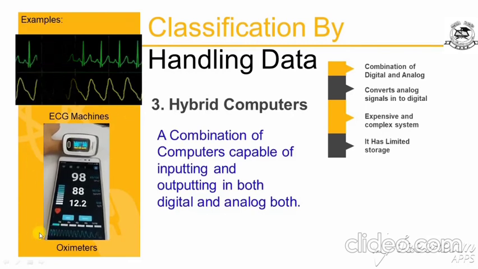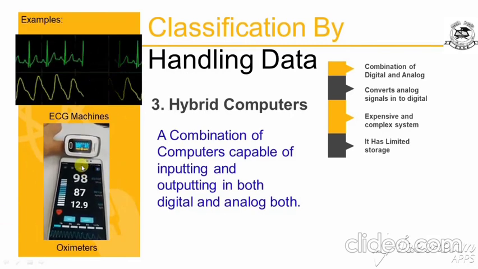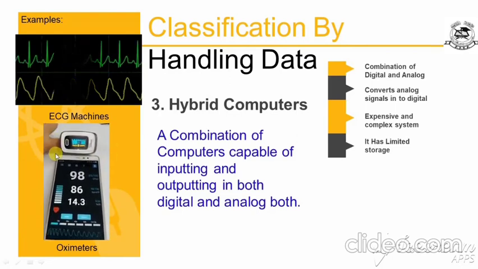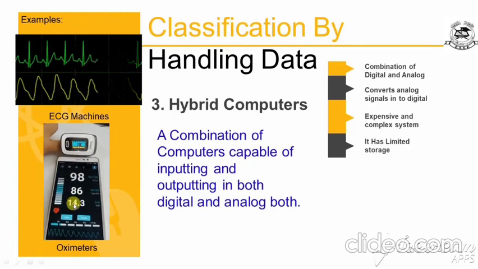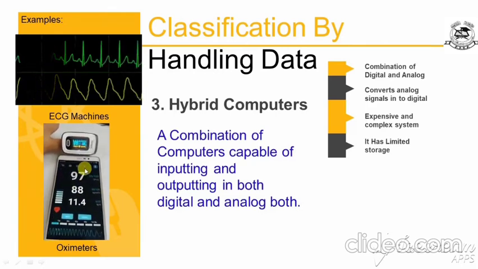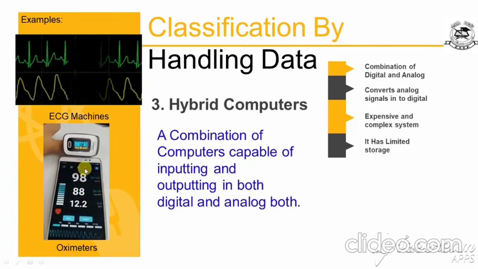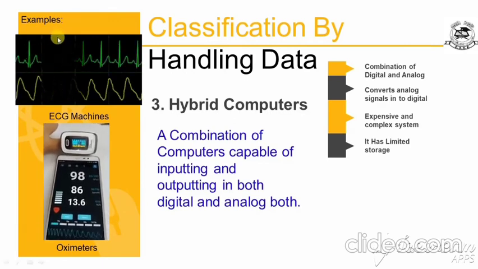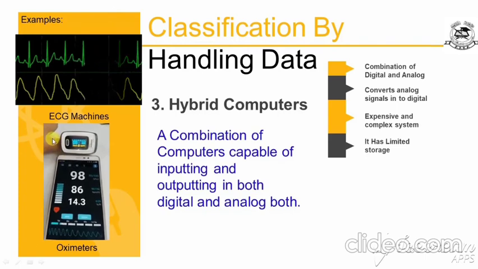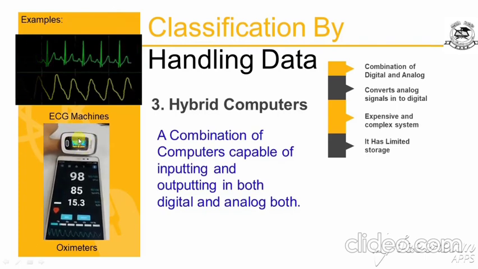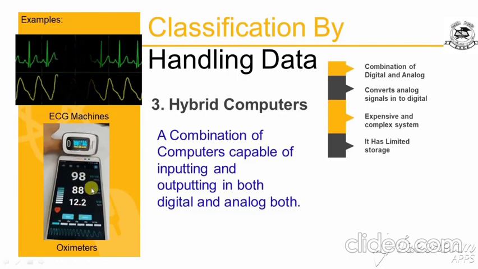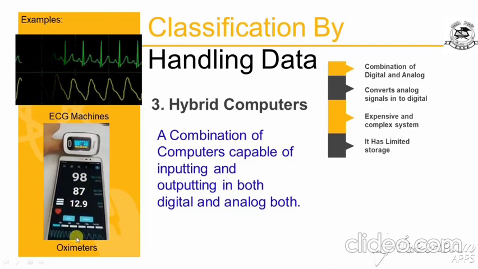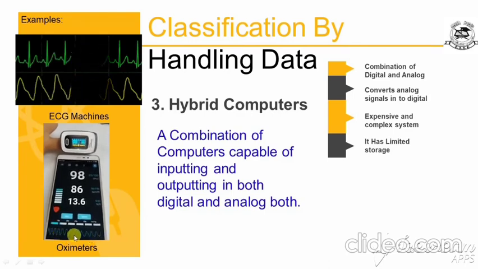Here in this oximeter you can clearly see that this device is taking input from this human finger and generating output in digital form. This is the complete example of hybrid computer these days. The input is coming from a human finger, the process is going on in this device, and then output is generated here in the form of digit. Here you can also see the analog signal of ECGs.